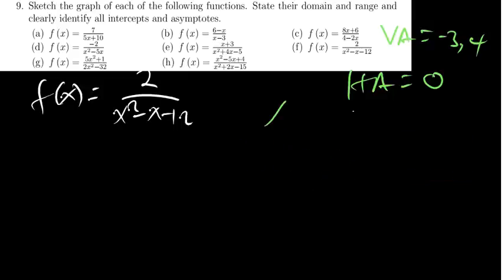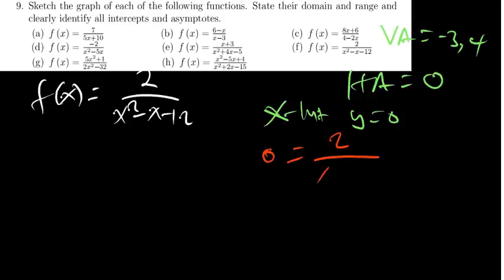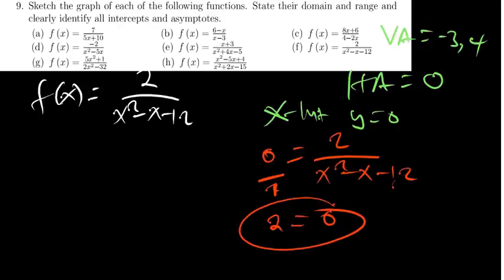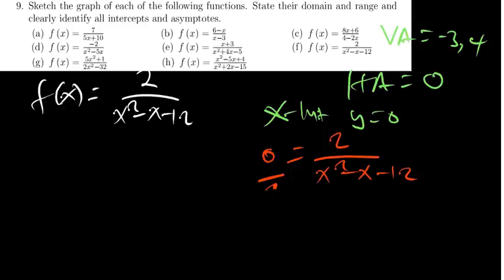Let's go ahead and find the x and y intercepts. To find the x intercept, y has to be 0. So I have 0 equal to 2 over x squared minus x minus 12. I cross multiply, and here I have 2 equal to 0. So x does not exist, therefore we don't have an x intercept. It can't touch x.